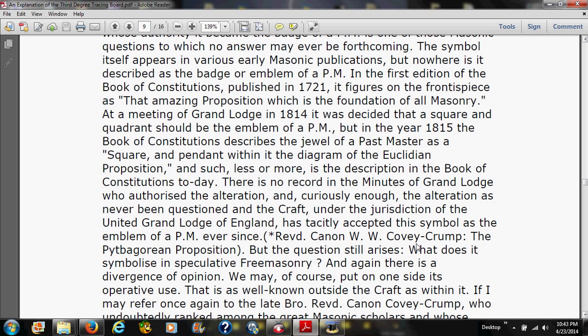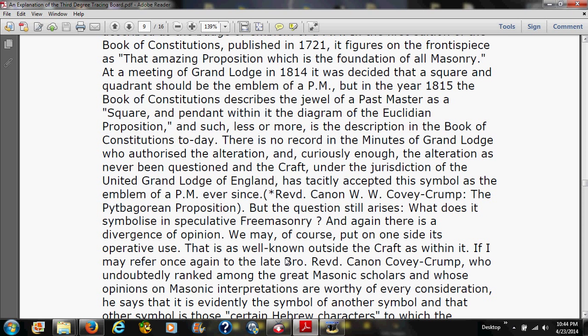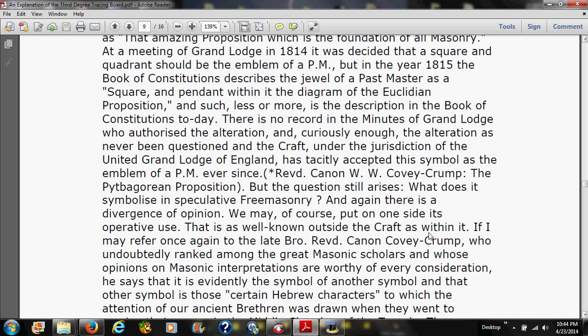And so the Canon Covey Crump, the Pythagorean proposition, but the question still arises, what does it symbolize in speculative masonry? Okay, and again, there is a divergence of opinion. We may, of course, put on one side its operative use, that it is well known outside the craft as within it. If I may refer to, once again, the late brother Reverend Canon Covey Crump, who undoubtedly ranked among the greatest Masonic scholars and whose opinions on Masonic interpretations are worthy of every consideration.